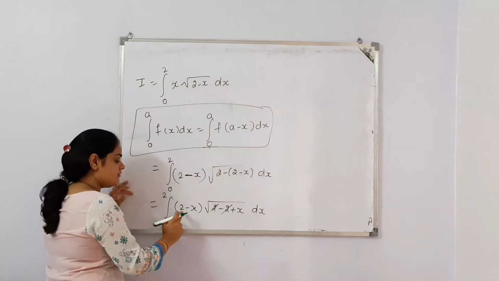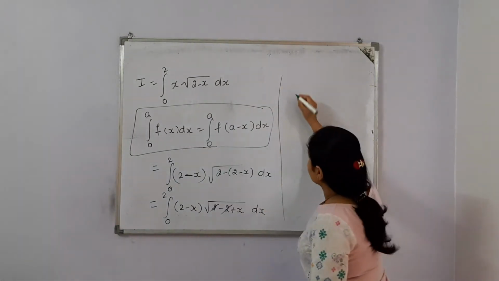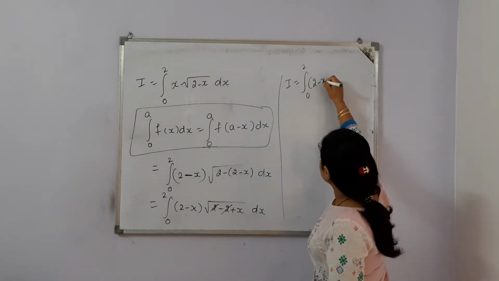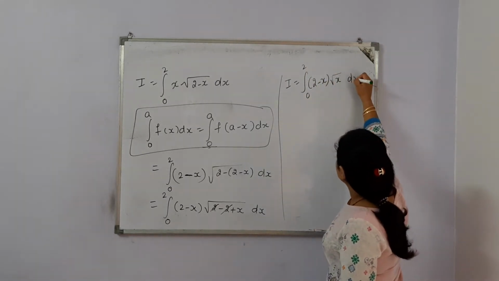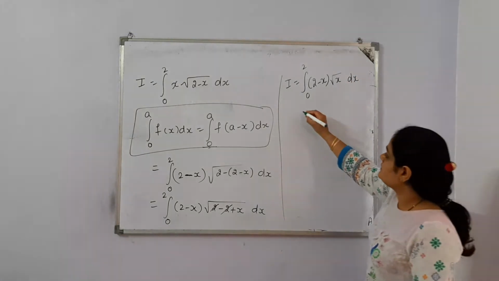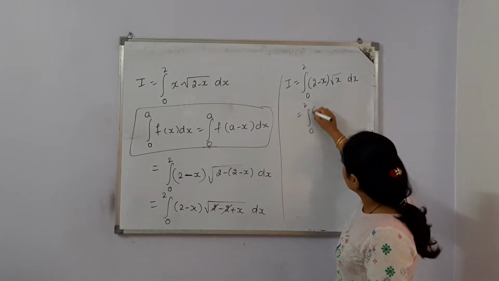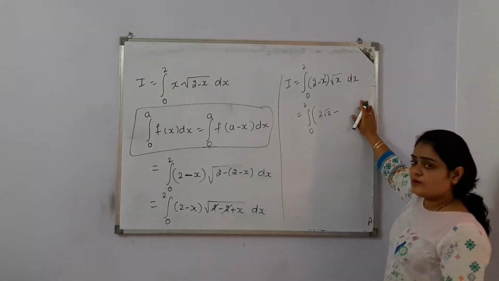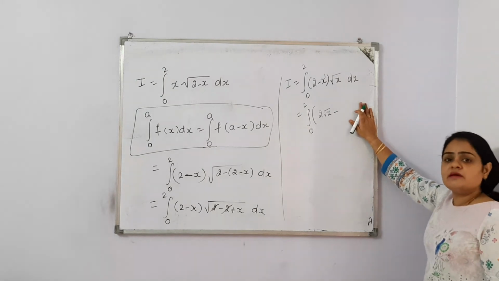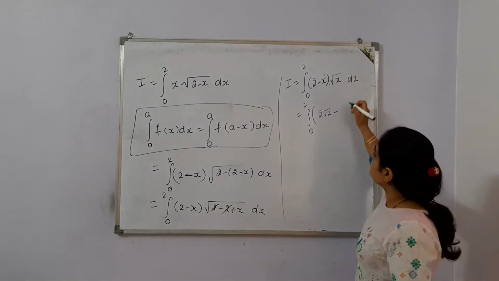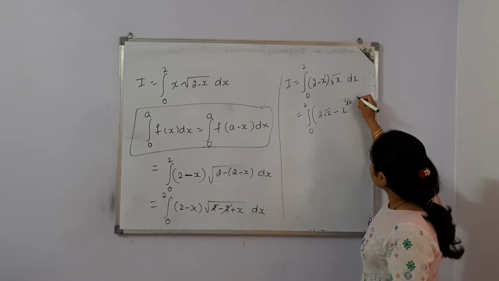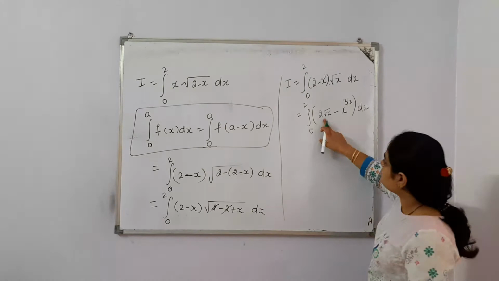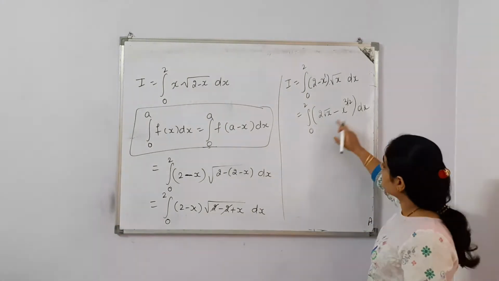So we have I equals 0 to 2, 2 minus x under root x. Now we can multiply under root x inside. It is 2 root x minus x raised to power 1 times x raised to power 1 by 2. Bases are the same and in between the multiplication symbol is there, so we can add the powers: 1 plus 1 by 2 is 3 by 2, dx. Now here under root x is there, that means power 1 by 2. We can do the integration.